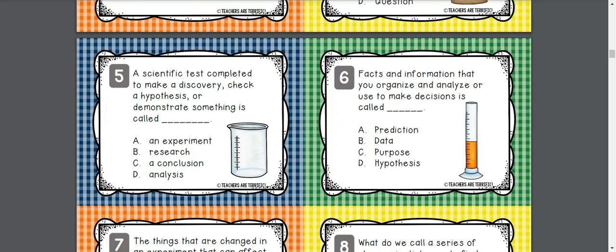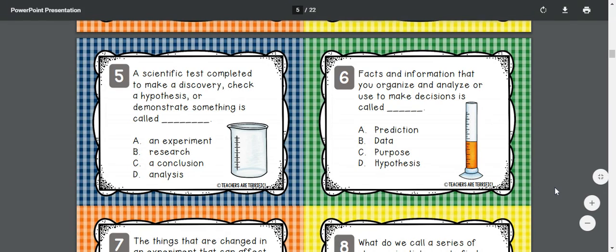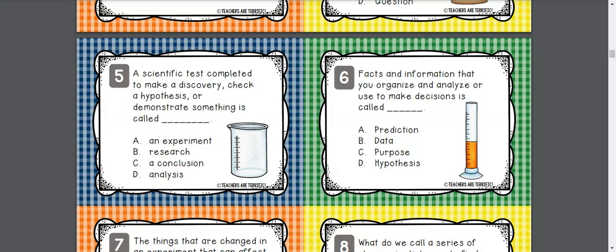Number 5, a scientific test completed to make a discovery, to check your hypothesis or demonstrate something is called what? So when you're actually doing the test to form a discovery, is that the experiment? Is that when you're researching? Is that your conclusion? Or do we call that analysis? And that is A, an experiment. That's when you are trying to see if your hypothesis was correct and actually make a discovery.